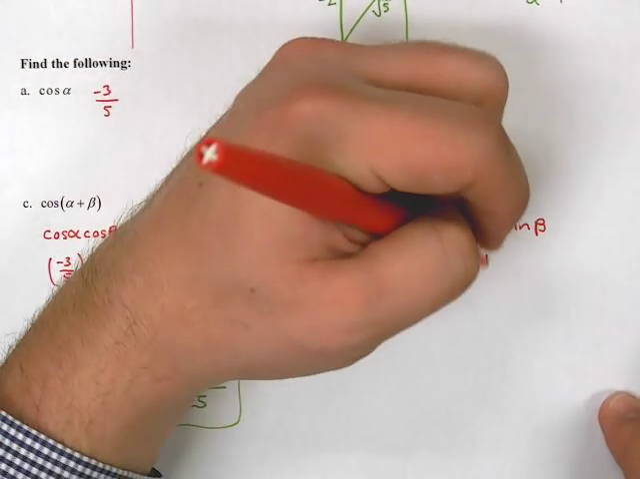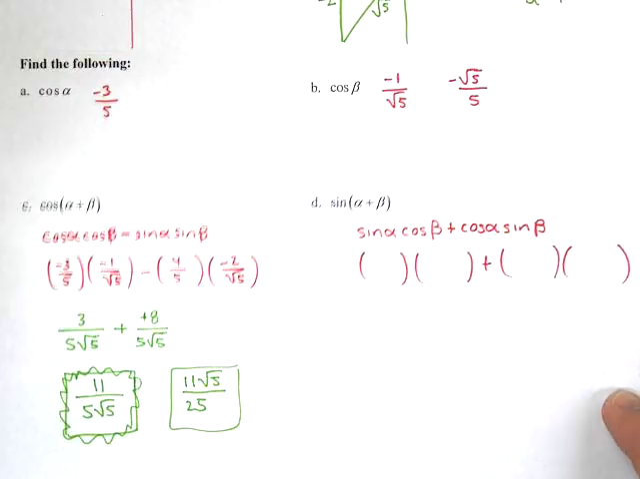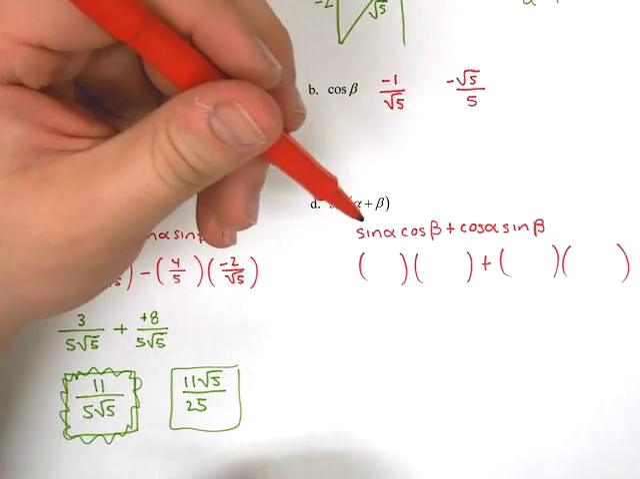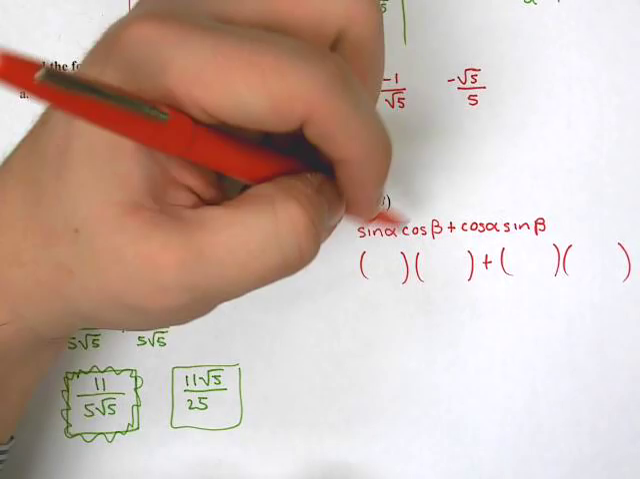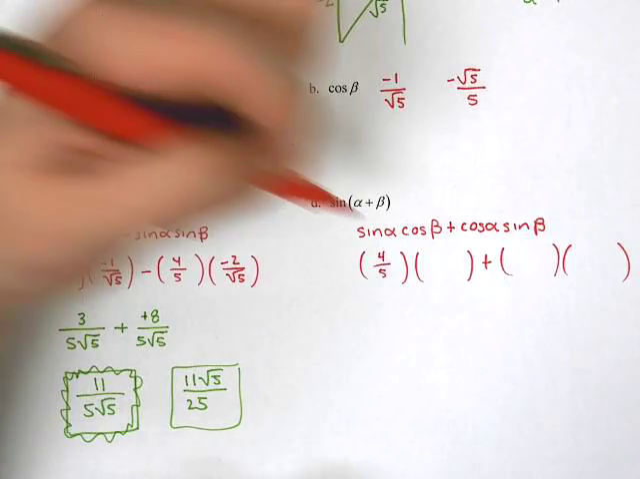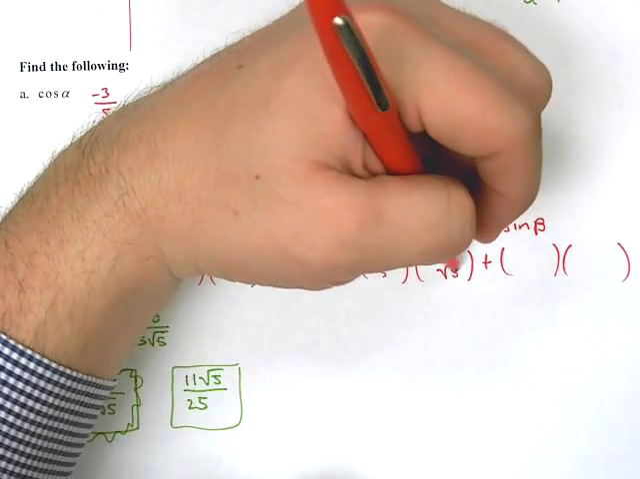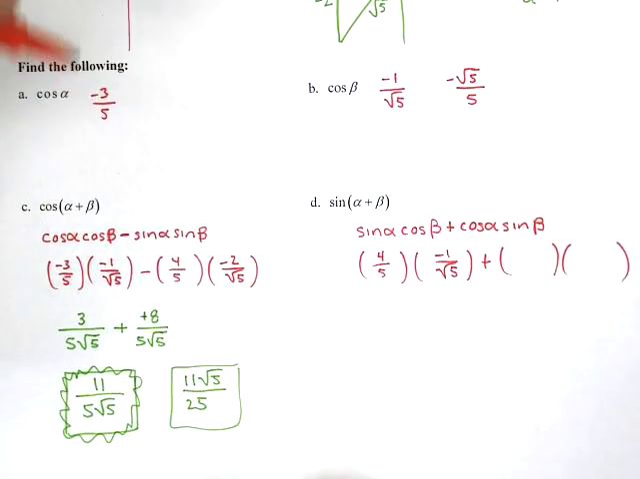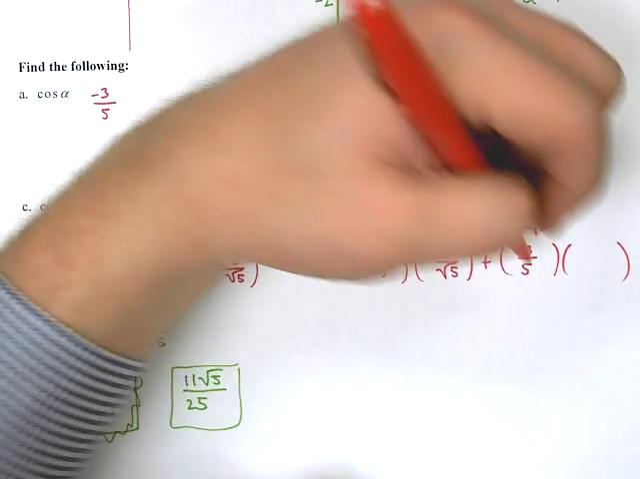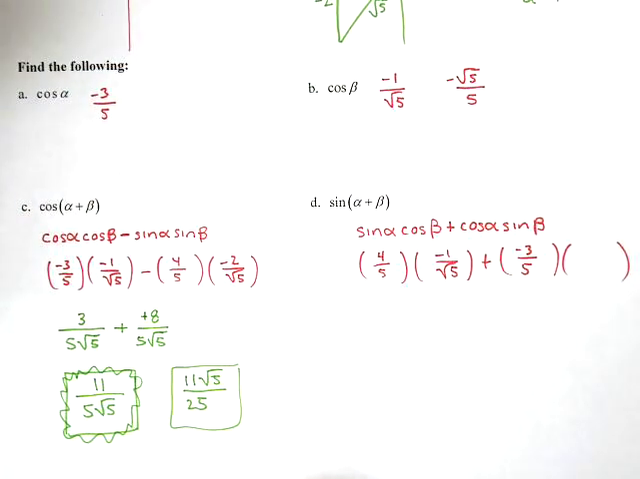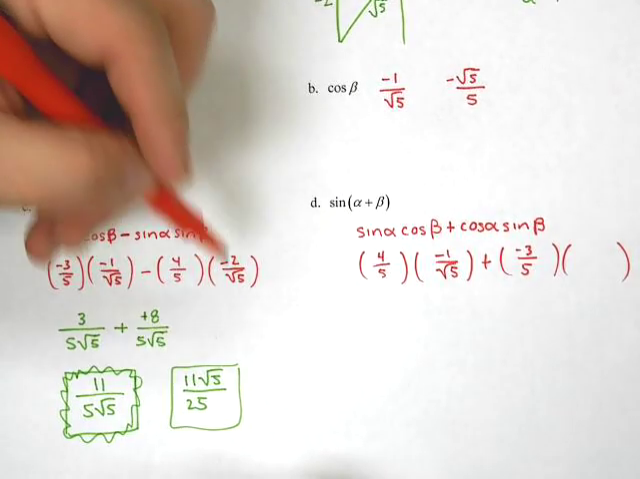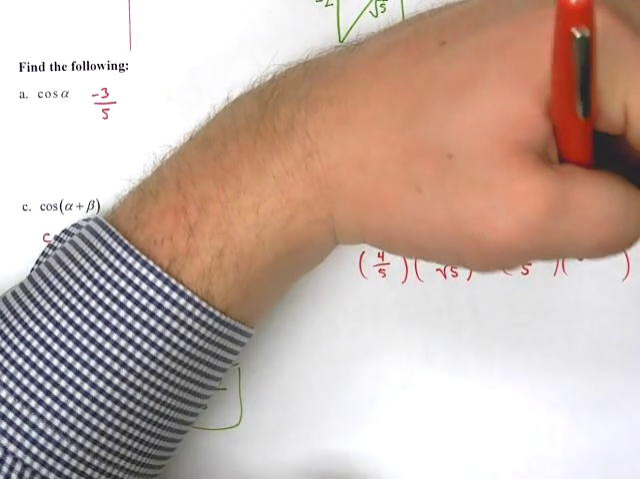Let's make some parentheses so we don't get lost. The sine of alpha we said was 4/5, so I use 4/5. The cosine of beta we said was negative 1 over root 5, so I use it again. Let's see here. Cosine of alpha, negative 3 over 5. And lastly, sine of beta, negative 2 over root 5.